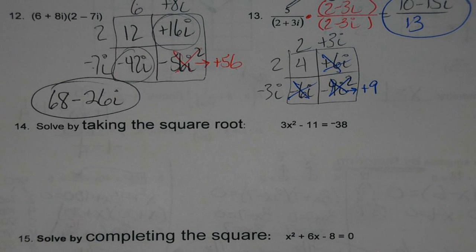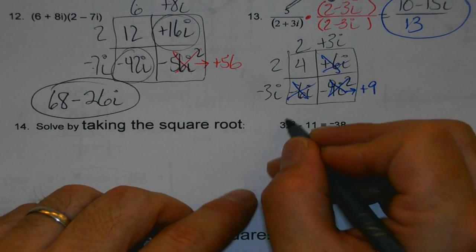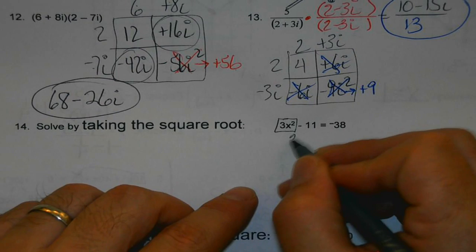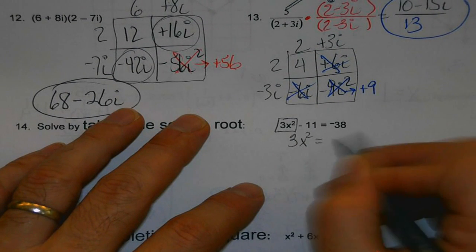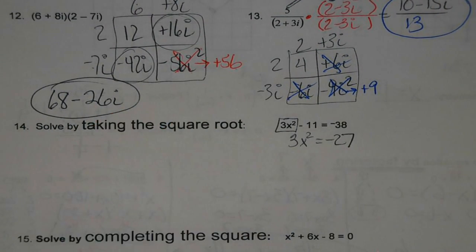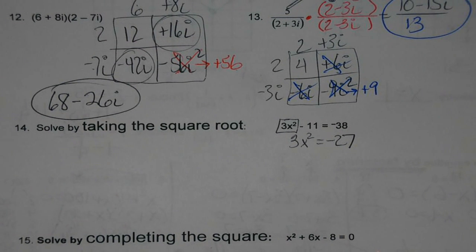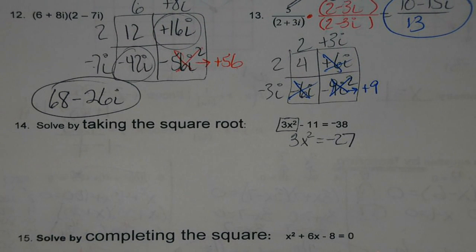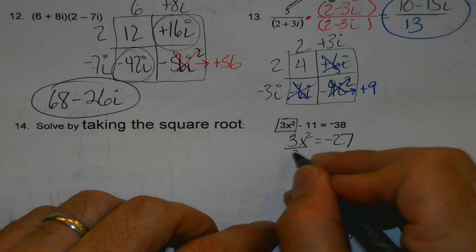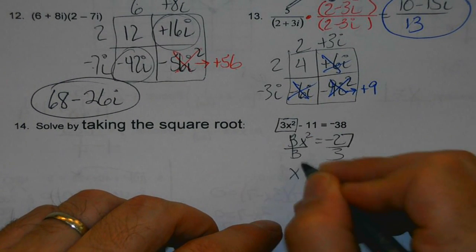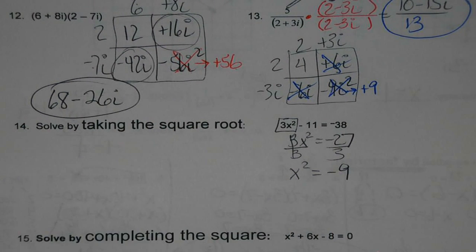And then the last couple for this first part of the review, solve again by taking the square root. So I need to isolate my squared term. So I'm going to add 11. Again, adding something to a negative brings it back closer to 0, so don't go to negative 49. Am I ready to square root yet? No. Got to get 3 out of there first. Now am I ready to square root?